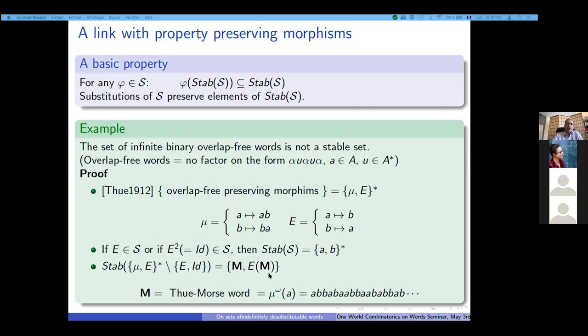And so we cannot find a set S such that the set of infinite binary overlap-free words is the stable set of a set of substitutions. So here is an example of a way of using this kind of property-preserving morphisms. We'll see other examples in a while.